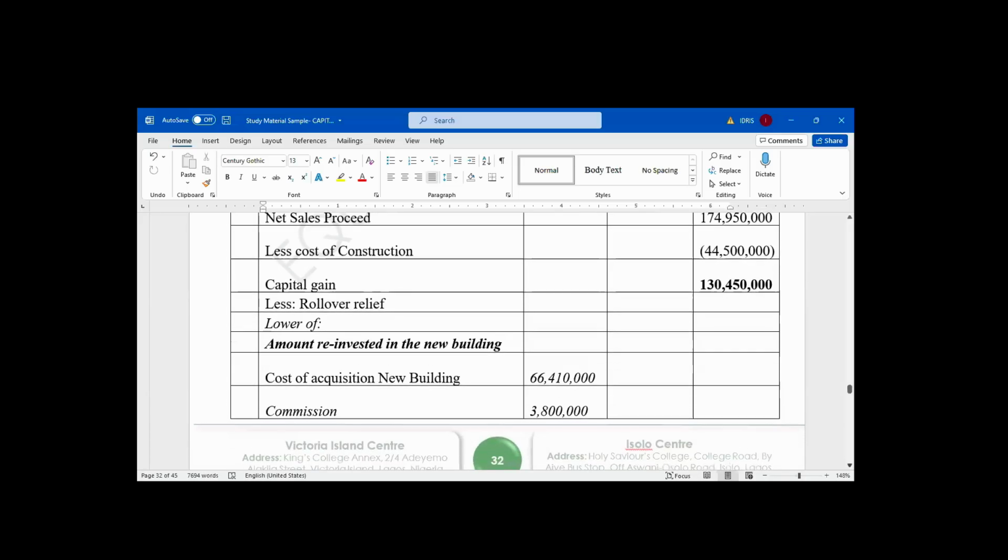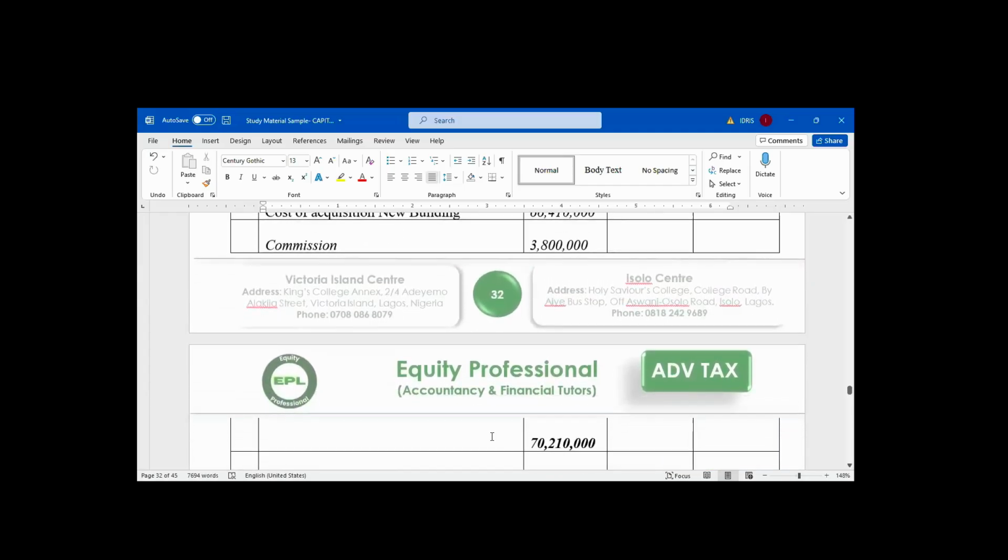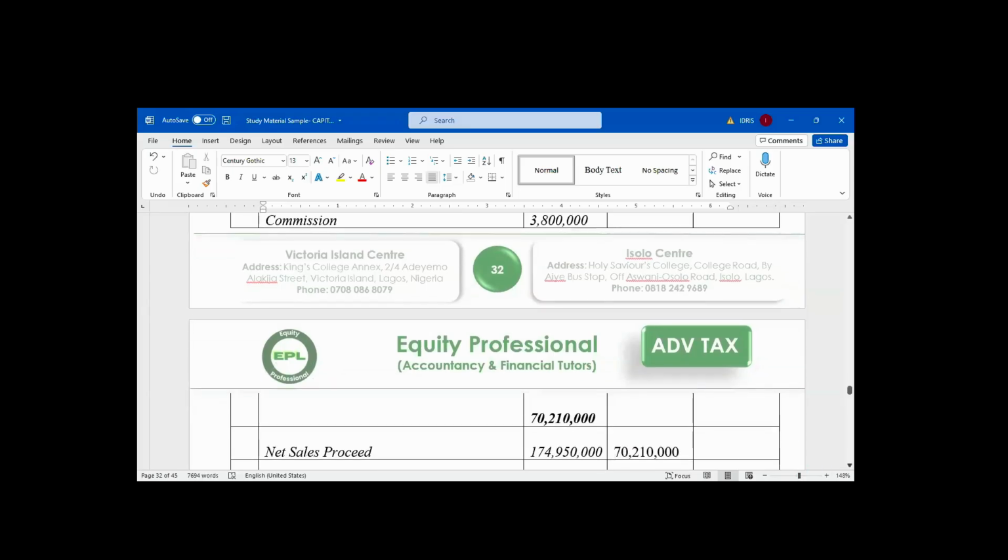How much is the total amount reinvested? 70,210,000, because you add the 3.8 to it. You compare it with net sales proceed. Your net sales proceed is 174,950,000. Between net sales proceed and amount reinvested, which one is lower? 70,210,000. You take it to this side, since it's the one lower.